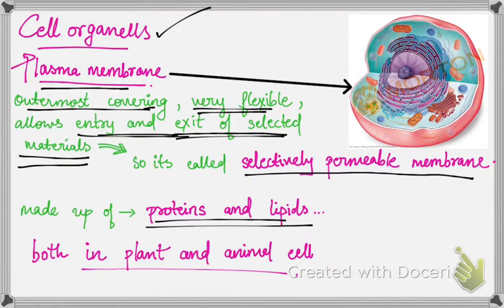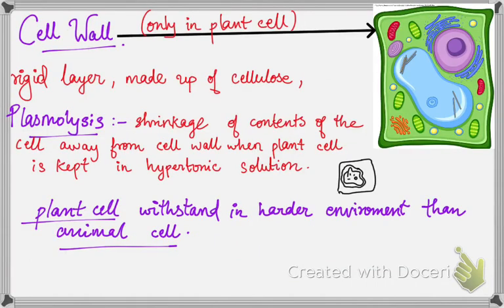So now let's move on to the cell wall. It is a rigid layer made up of cellulose outside the plasma membrane and it is present only in plant cells. When the plant cell is kept in a hypertonic solution, plasmolysis happens. That means the medium surrounding the cell has lower concentration and the cell itself has a higher concentration level.